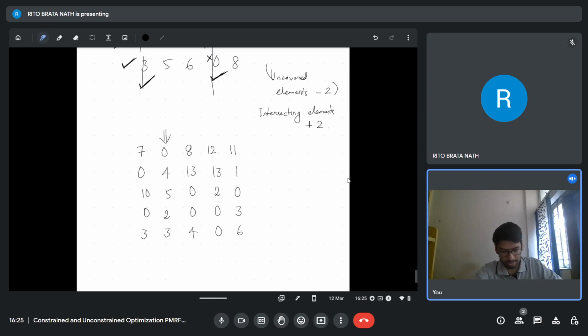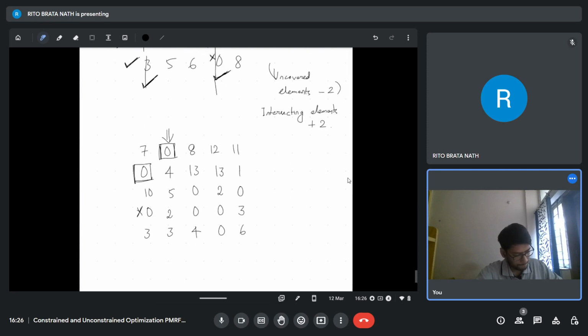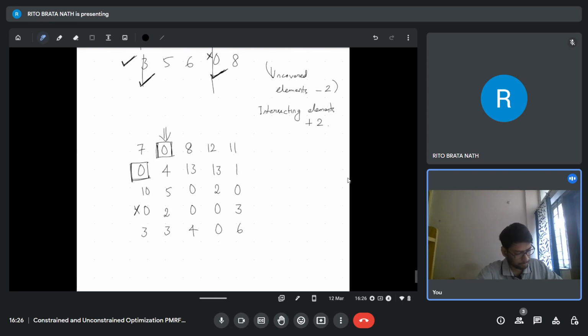Okay, so now let's try and do the same thing again. So in the first row, you can pick this one, so that's fine. In the second row, there is only one, so this one you can pick. This one crosses out. The third one, you cannot do anything right now. Fourth one, you cannot do anything right now. Yeah, fifth one, again you can pick this one.